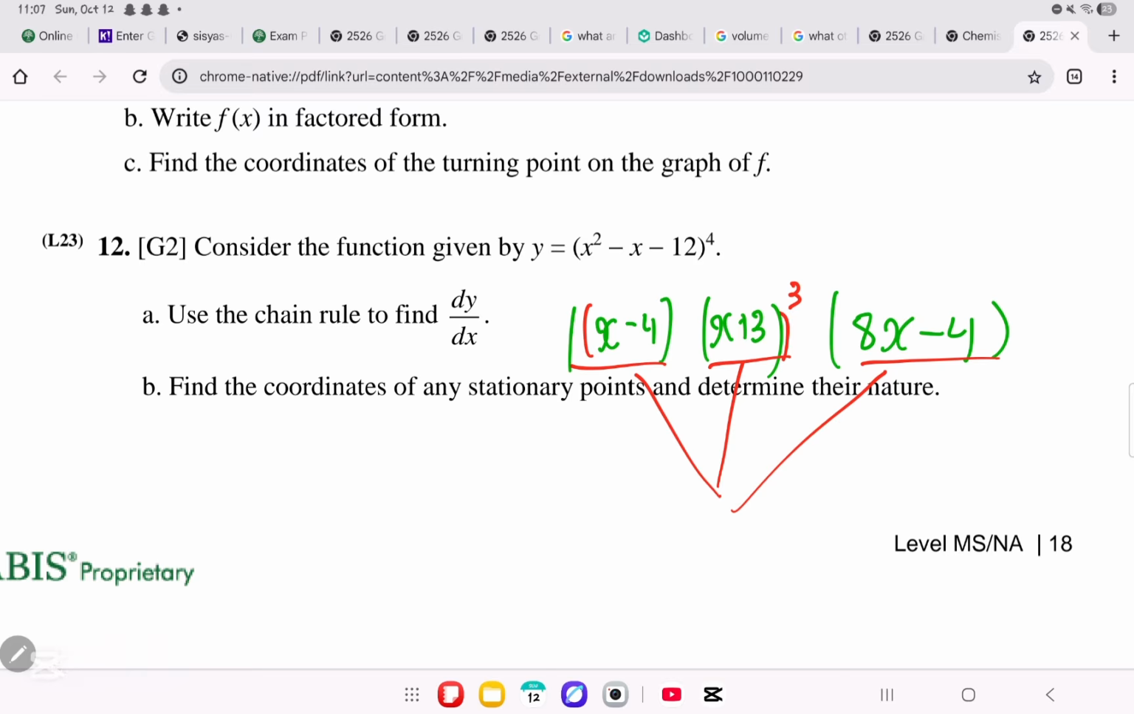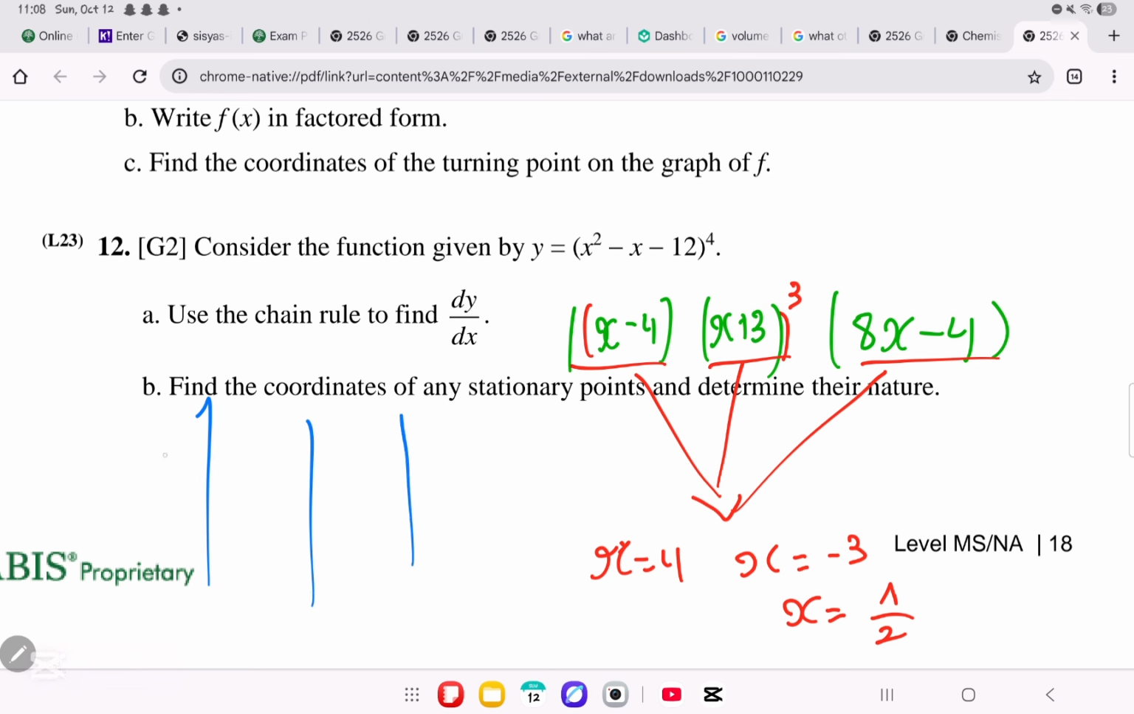Let us see. The first point we have is x is equal to 4. Second point, x is equal to minus 3. And the last point is x is equal to half. Perfect. Now, we found the stationary points. Let's determine their natures by doing the table of variation, right? So let's do the table of variation. We start with minus 3, then half, then 4.